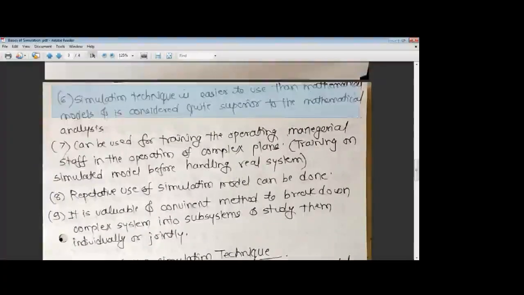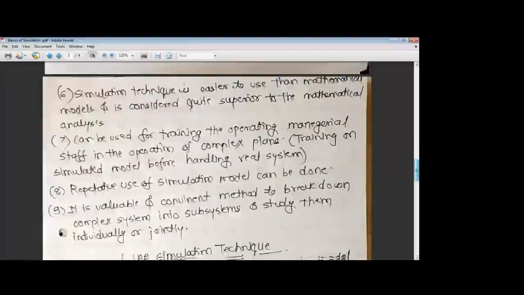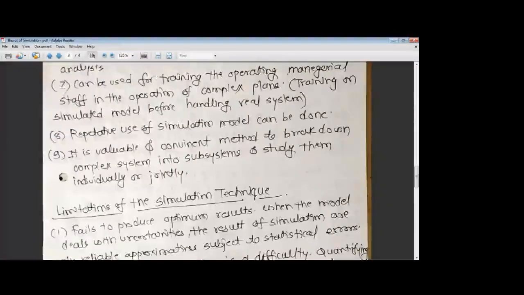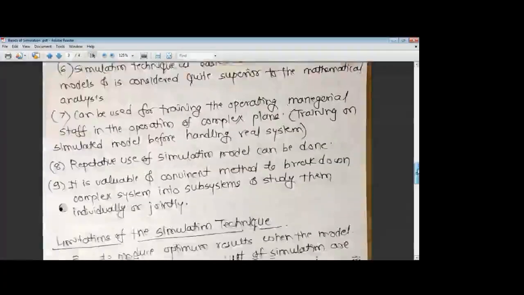So yes, there will be some part of mathematical modeling here, but the simulation technique, or the steps that we use in simulation techniques, are superior to mathematical analysis. It can be used for training and operating the managerial staff in the operation of complex plants. Training on a simulated model before handling the real system. See, simulation has a very good benefit.